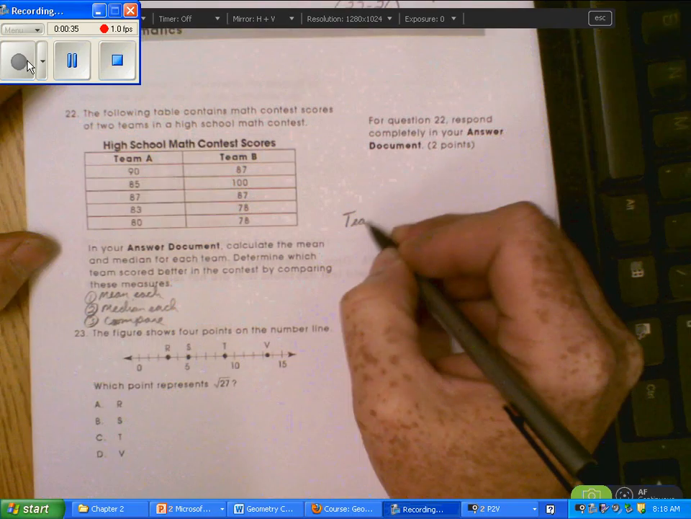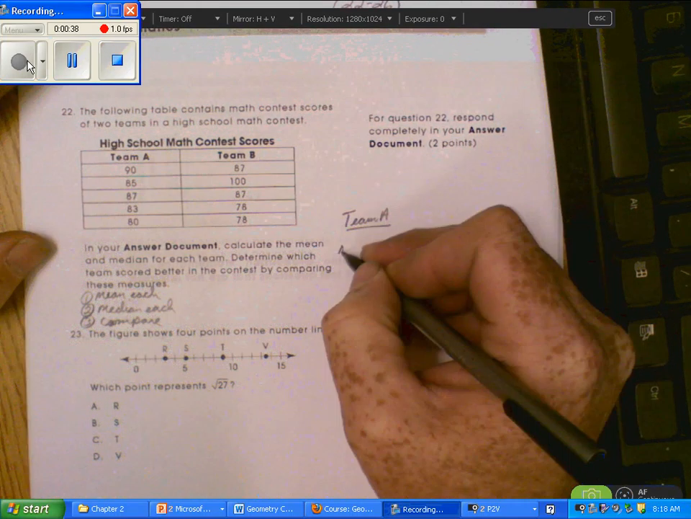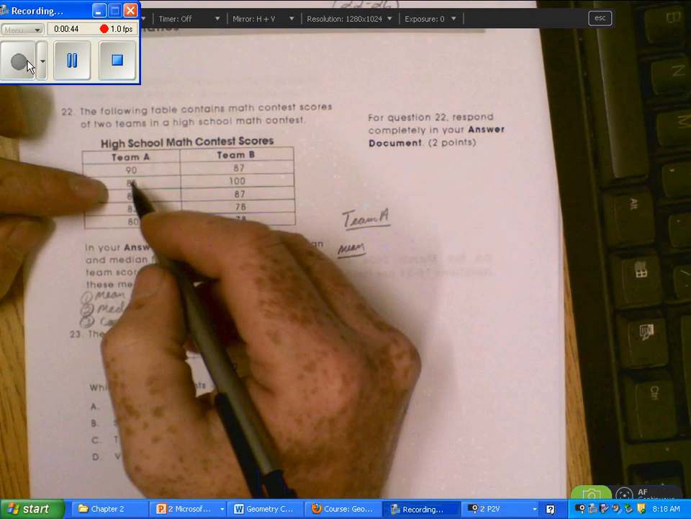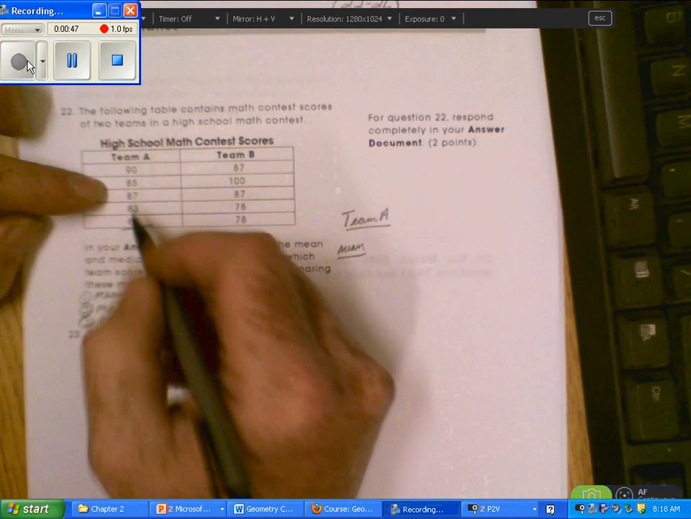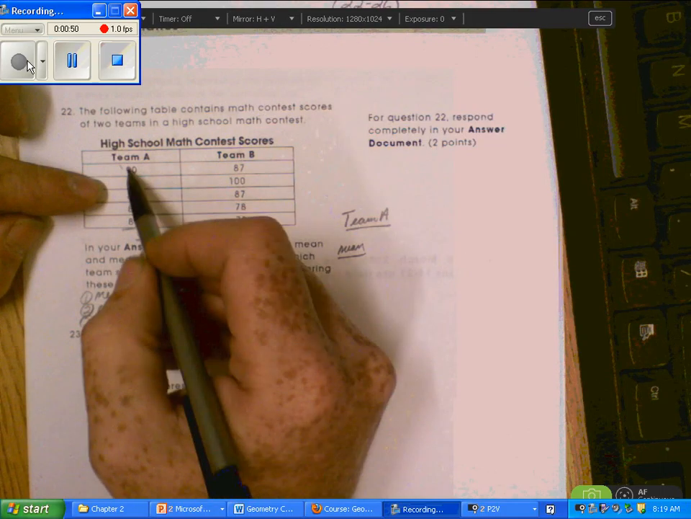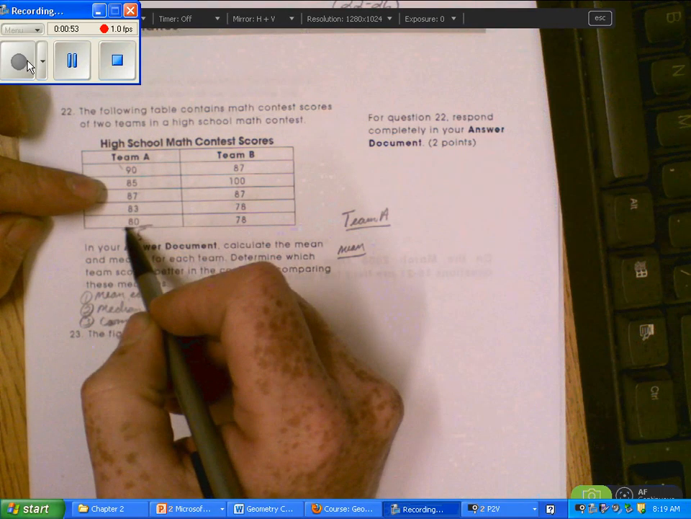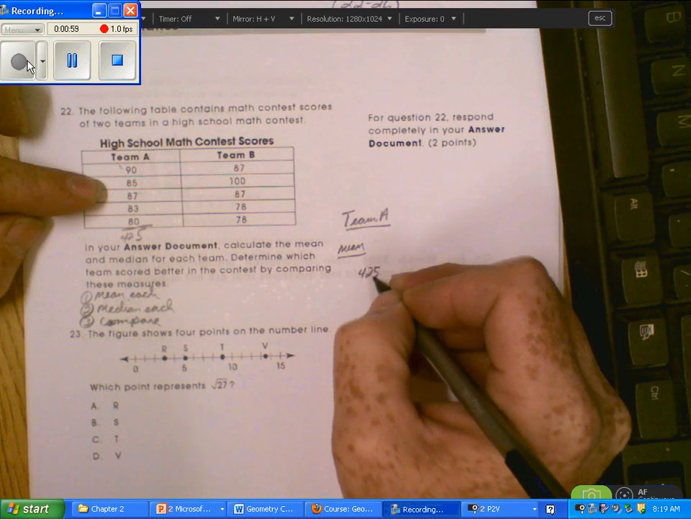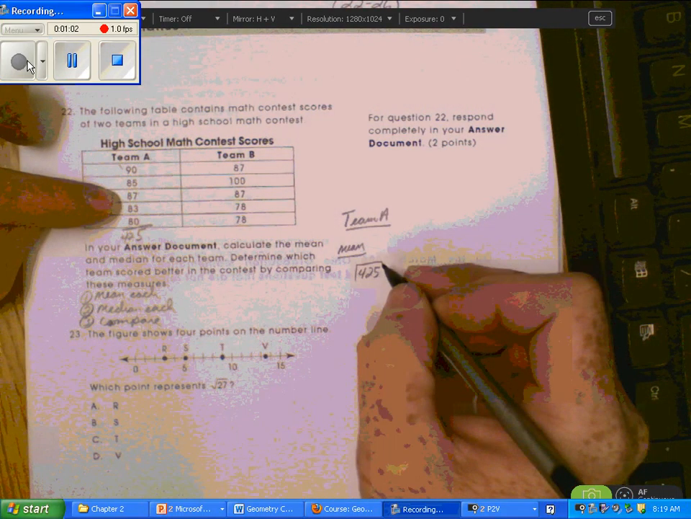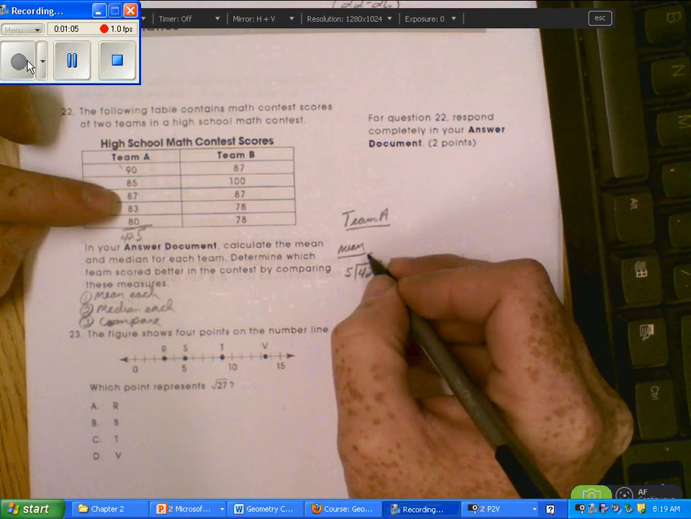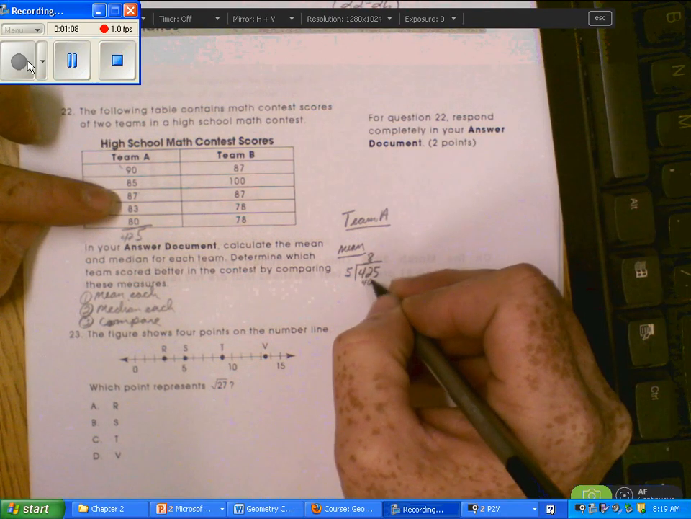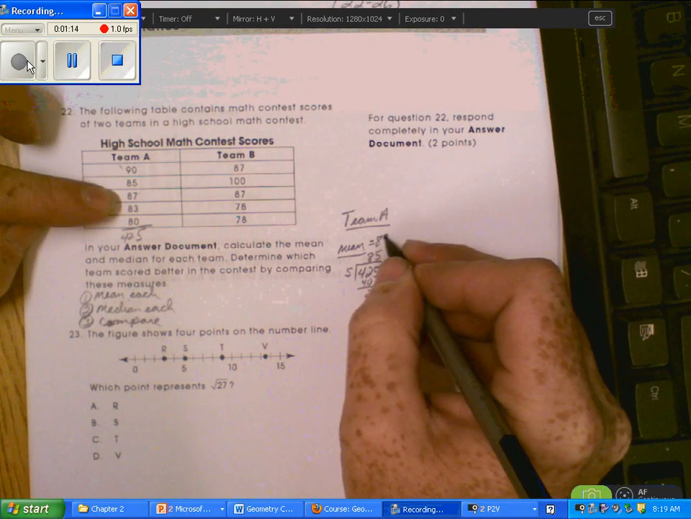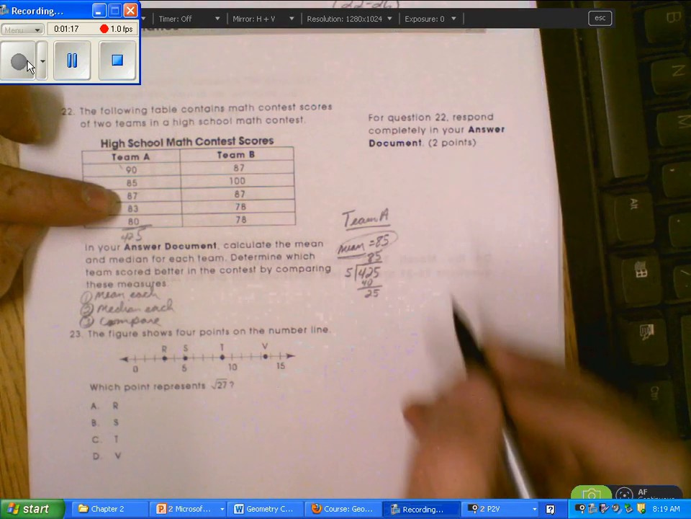We'll do Team A, and we'll do the mean. So the mean for Team A, what we have to do here is add all these up. 8, 15, carry the 1, 10, 18, 26, 34, 42, 425. So they all add up to 425. And you divide by how many there are, which is 5. 5 into 8, 40, 5. So the mean is 85 for Team A.